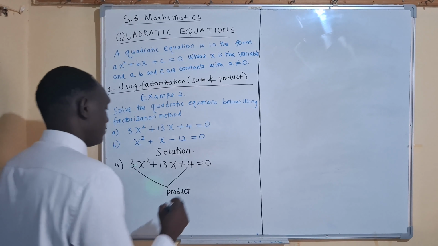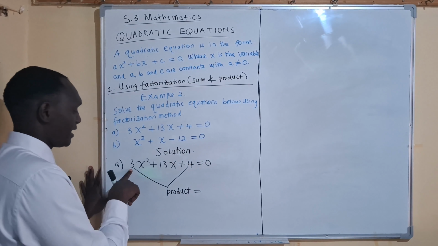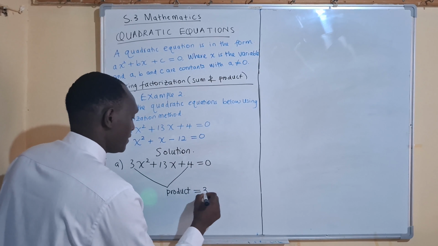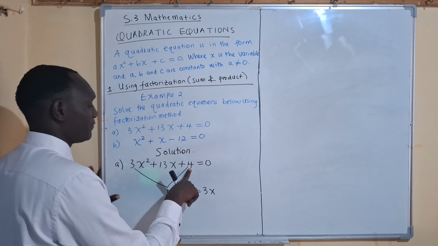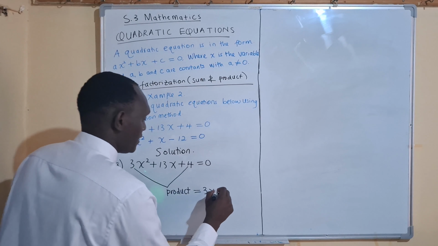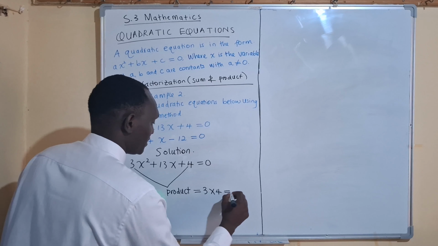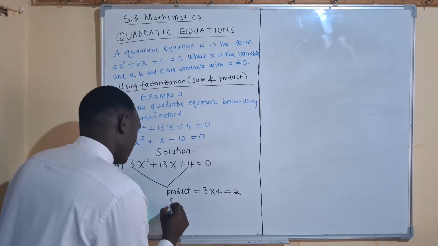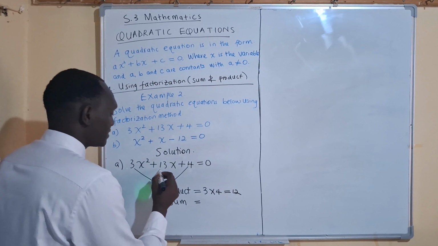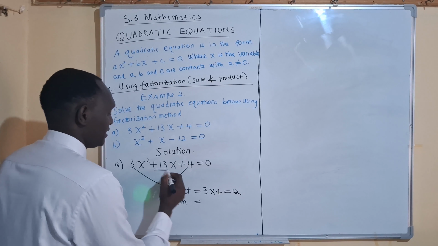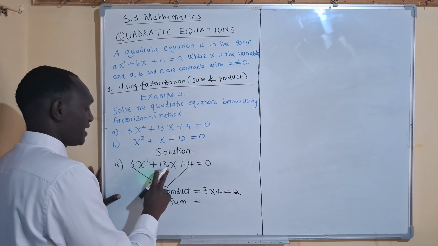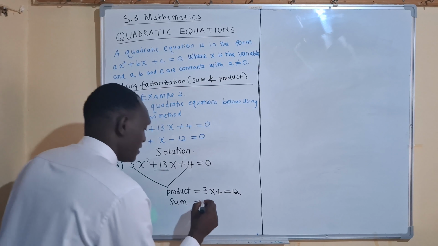You call it the product, which becomes, what is A? A is the coefficient of x squared, which is 3, times C. C is the number which is independent of x; there is no x attached to it. 3 times 4 gives us 12. What about the sum? The sum is the coefficient of x with its sign. So it is 13, and it's positive.